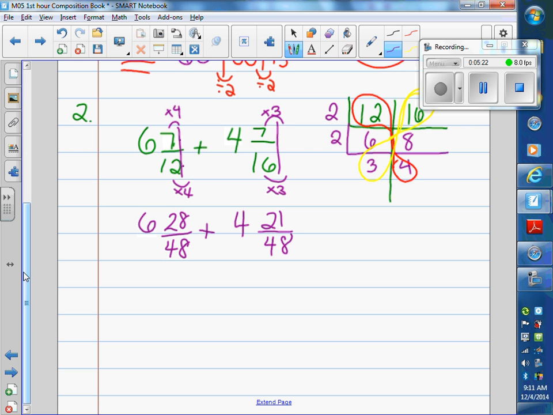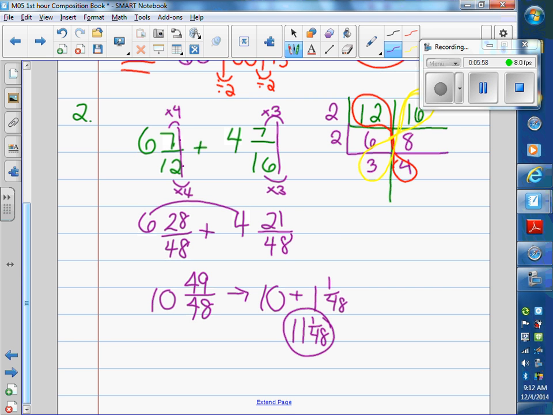Right? So now I have the wholes add up to 10, and then the parts add up to 49 over 48. That's an improper fraction. So that's the same as 10 plus 48 goes into 49 one time, right? What's the remainder? 1. So that's 11 and 1 over 48.